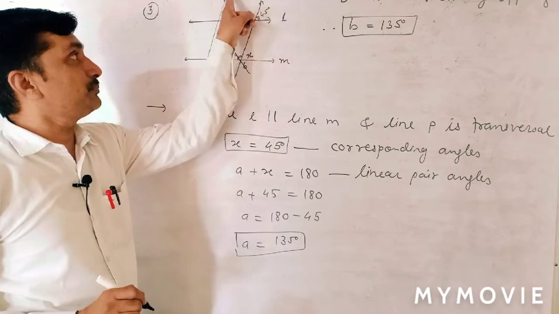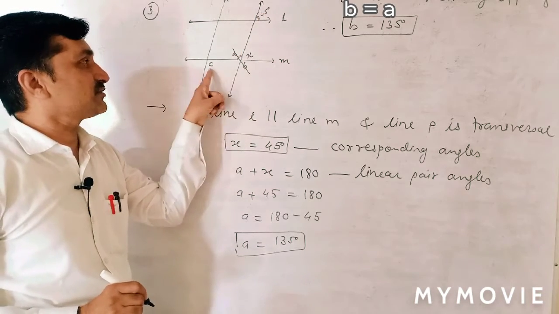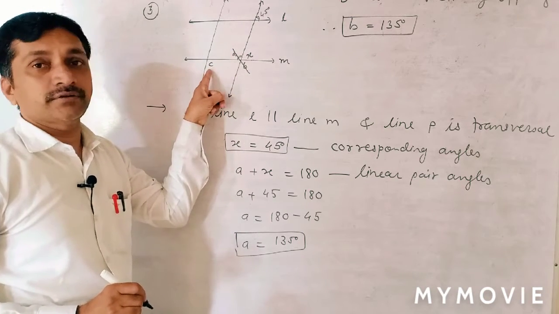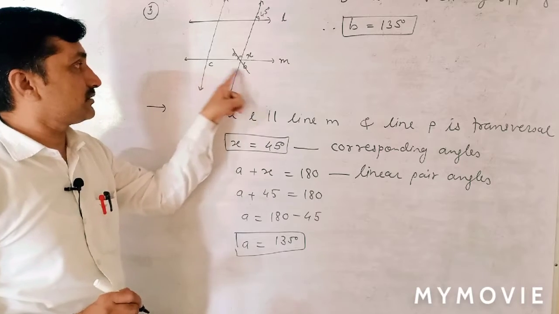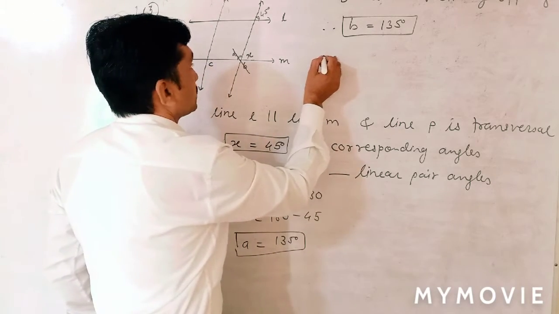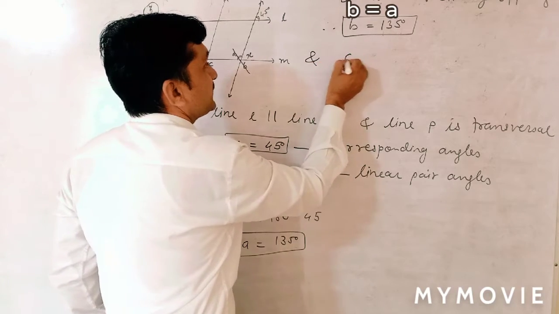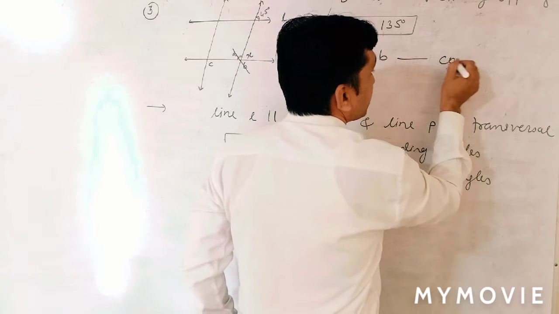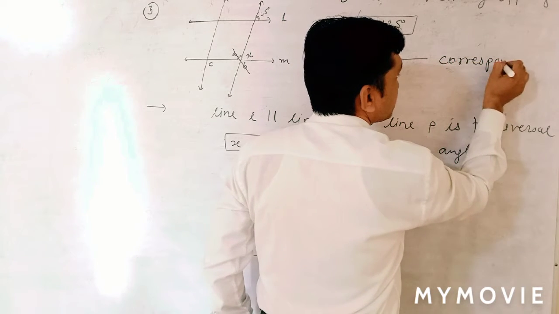If A and B are parallel, then B and C are corresponding, or A and C are interior. Any. It is easy to write the direct relation between B and C. And C is equal to B. Why? These are corresponding angles.